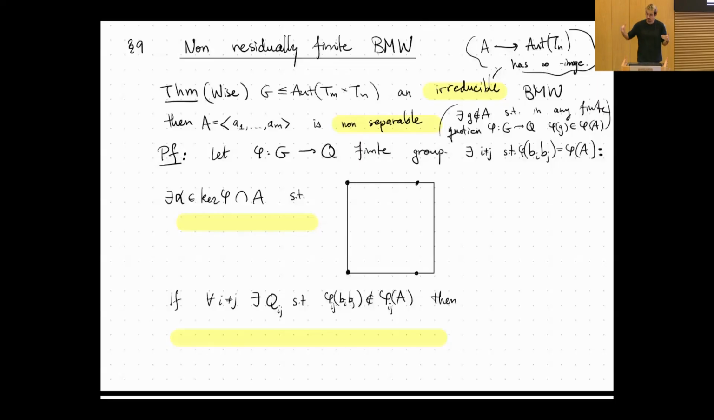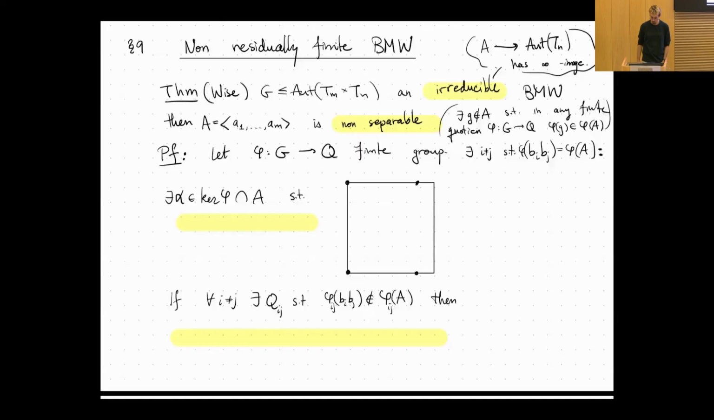Okay, what is this element? It's exactly like in the intersection of all the finite index subgroups that contain A, but is not equal to A. Is not in A. Are we happy with non-separability? Okay. So yeah, let's see that.